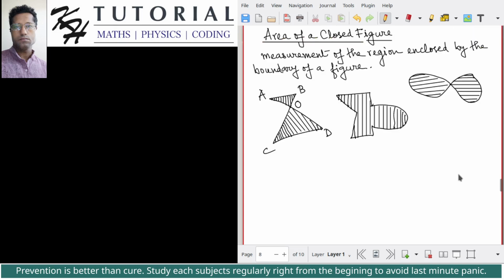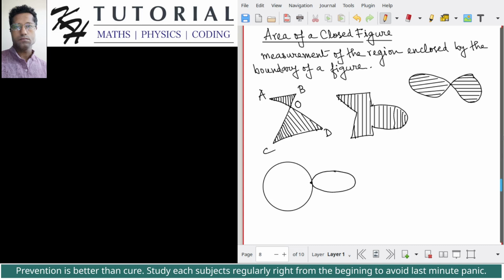Let's try to see a few more examples. So let's say we have a figure like this. Definitely this is a closed figure, but this is not a simple figure. At this point, the figure is intersecting with itself.